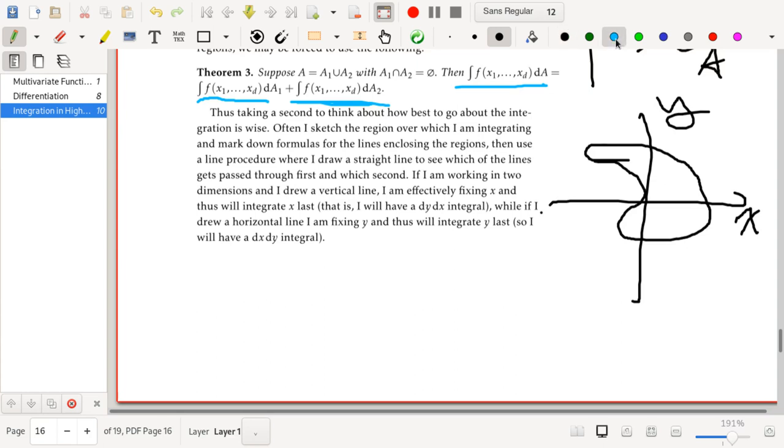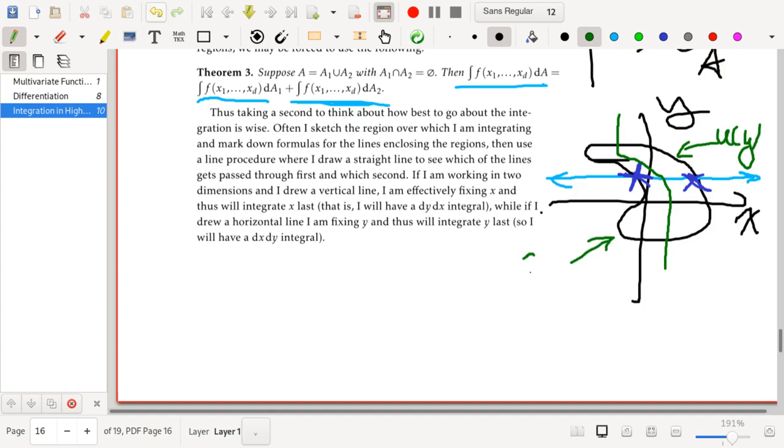When I say fix, you should read fixing y first as saying I'm going to draw a line that's parallel to the x-axis. That corresponds to a fixed y. This tells us how we're going to compute the inner integral: it passes through whatever we have for our lower bound of x first and then through the upper bound. Maybe there is a function that describes the boundaries of this region, maybe u of y and l of y.